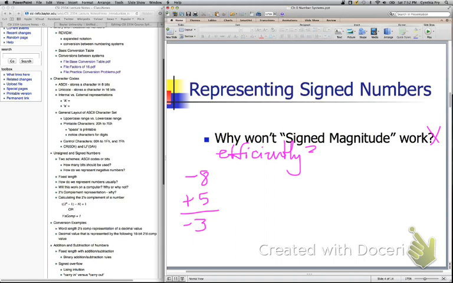Here's the deal. When I'm adding 2 values of unlike sign, I subtract the smaller magnitude from the larger, and I get 3, and then I give the answer the sign of the larger magnitude value. And that's how we make this work.